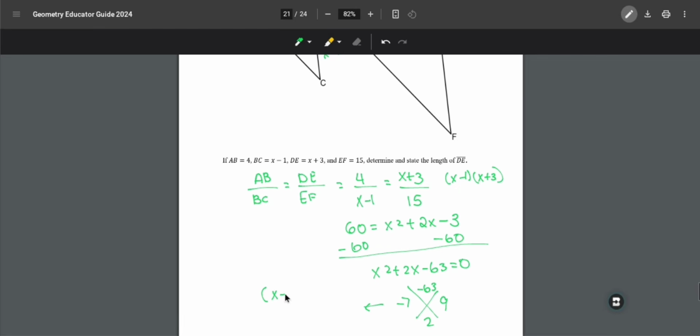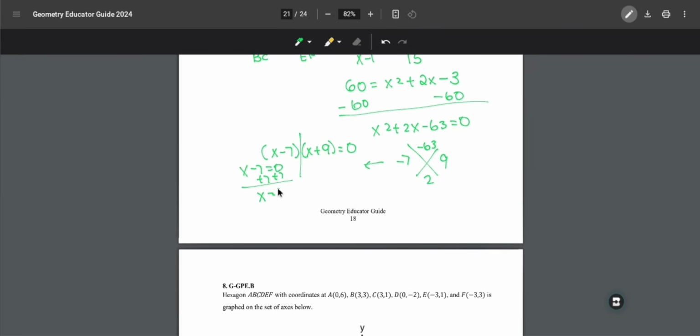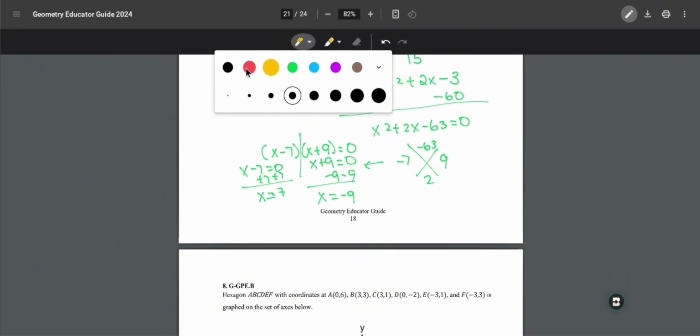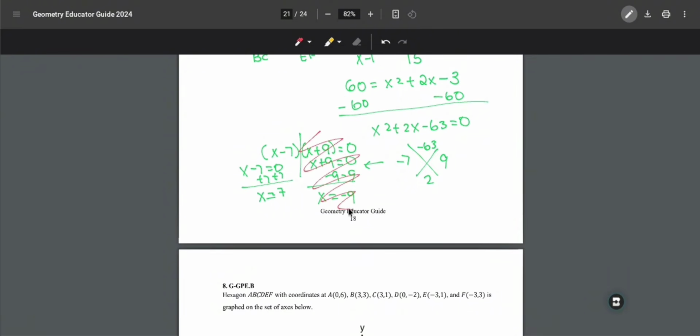So x minus 7 and x plus 9, and set that equal to 0. Then x minus 7 equals 0, add 7 to both sides, so x equals 7 on this side. And then x plus 9 equals 0, subtract 9 on both sides to isolate x, so x equals negative 9. I know that these values of x are for side length, and sides cannot be negative. So I'm not going to use x equals negative 9. I'm only going to focus on x equals 7.